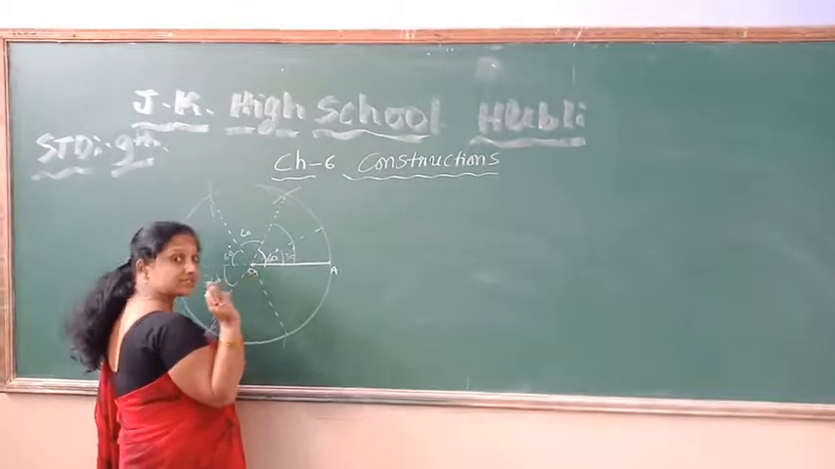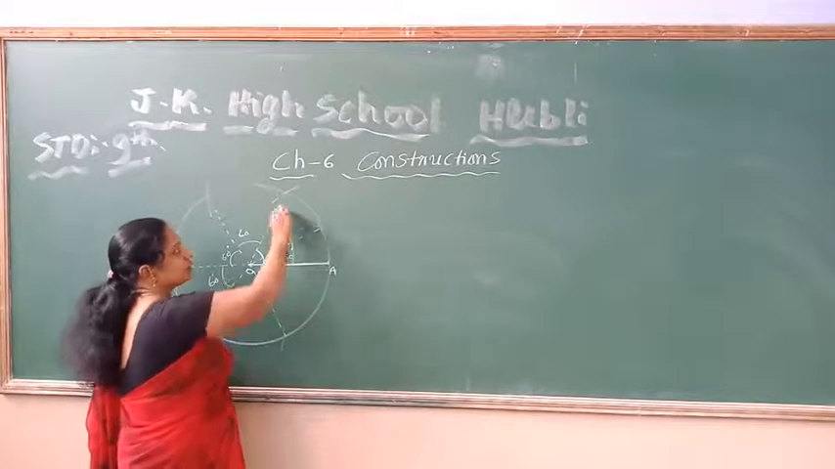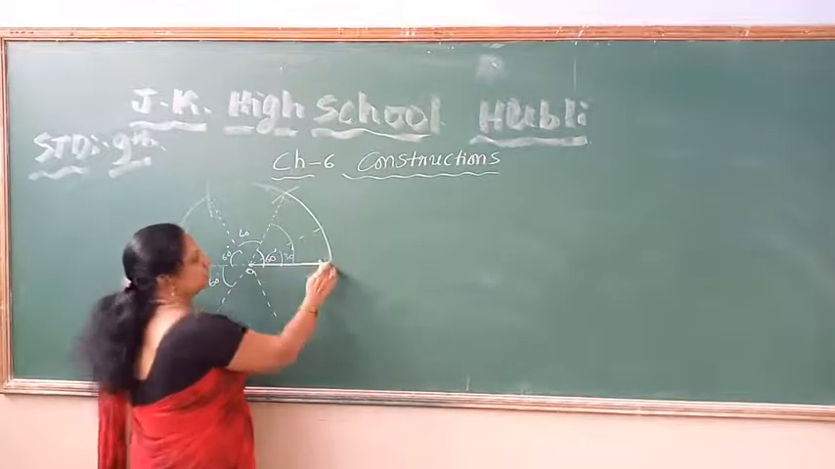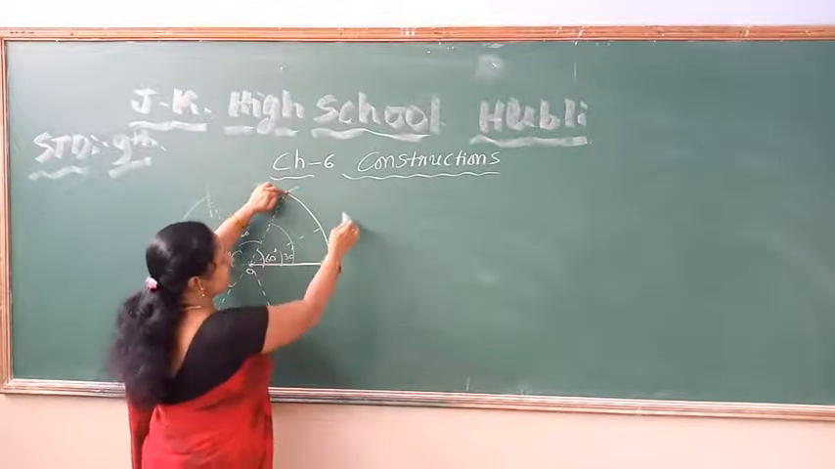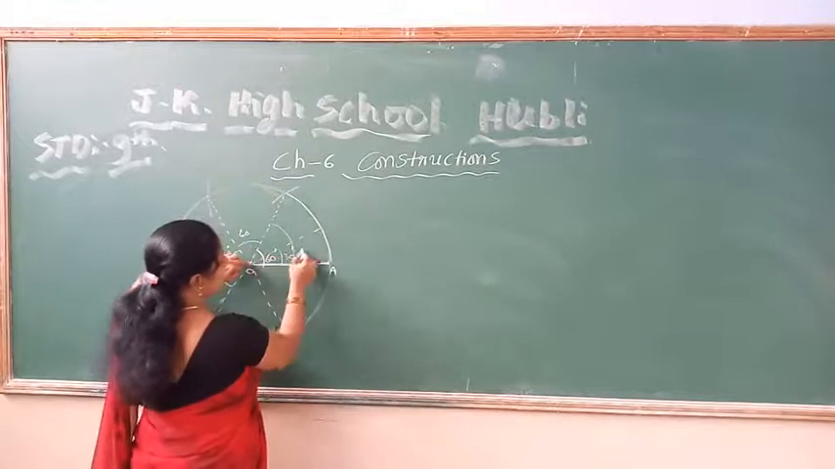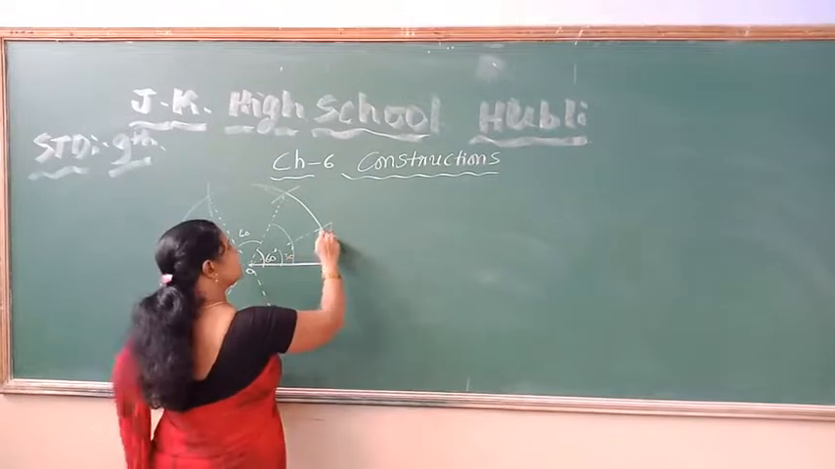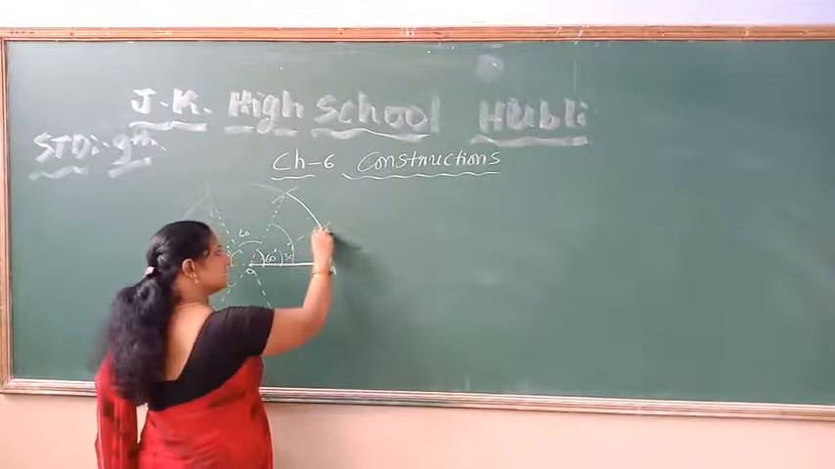If you want to construct 30 degrees, approximately you can take this arc, which is 60 degrees, and bisect this, and we get 30 degrees here. If you want 15 degrees, from here to here this is the 30 degree arc.